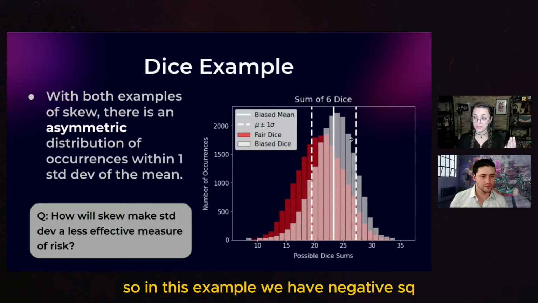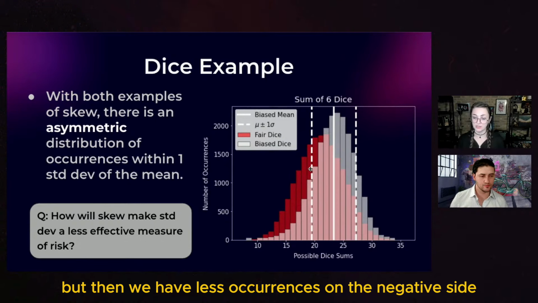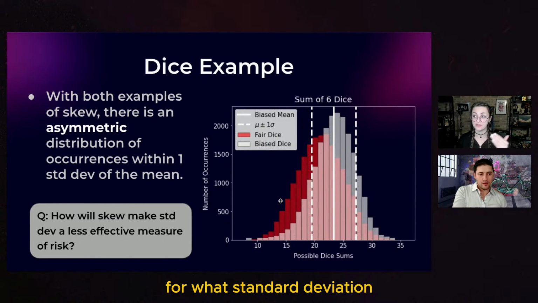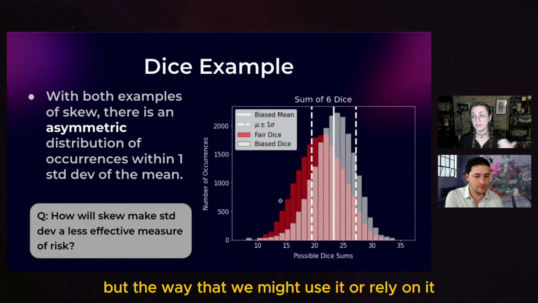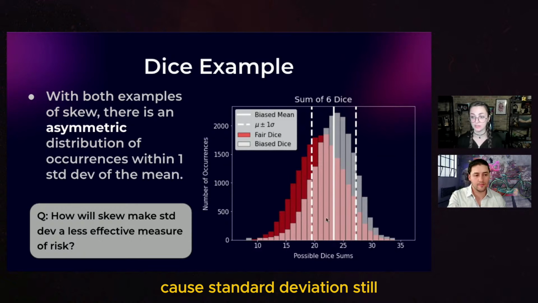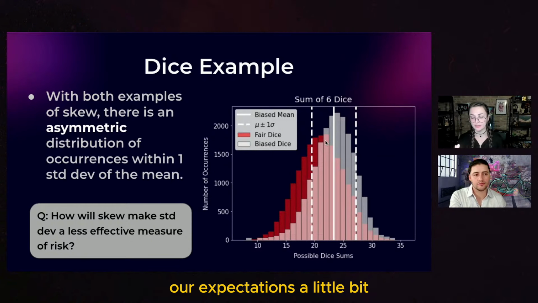In this example, we have negative skew. We have more occurrences on the positive side, but less occurrences on the negative side and a longer tail. What does that mean for standard deviation? How would that change our definition? Not our definition, but the way that we might use it or rely on it. Okay, we can still use standard deviation with a skewed distribution, right? Because standard deviation still encompasses a lot of these occurrences. It still tells us a good range of possible values around the mean, but it means we might have to tweak our expectations a little bit in terms of how we use it or what it might mean.